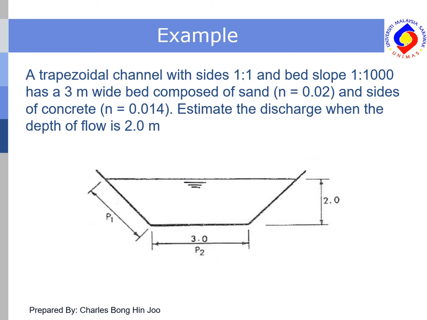This example shows how we can calculate this equivalent roughness for a trapezoidal shaped channel that has different roughness coefficients between the channel bed and the side wall. So, a trapezoidal channel with sides 1 to 1 and bed slope 1 to 1000 has a 3 meter wide bed composed of sand with n equal to 0.02 and sides of concrete with n equal to 0.014. You are to estimate the discharge when the depth of flow is 2 meters.